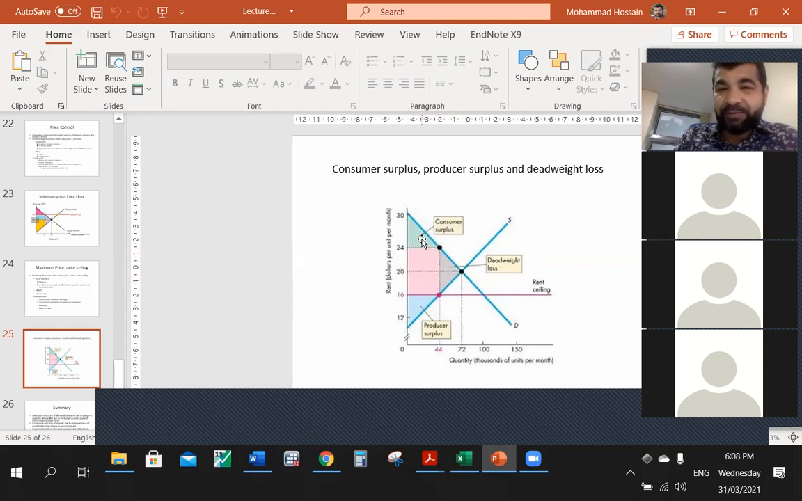Consumer surplus will be this blue line. Actually, these three will all be consumer surplus: this rectangle, and this blue triangle. All these together will be your consumer surplus. Producer surplus is only this lower blue one.